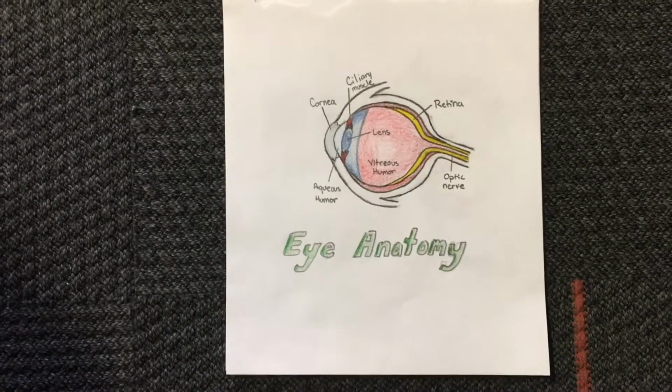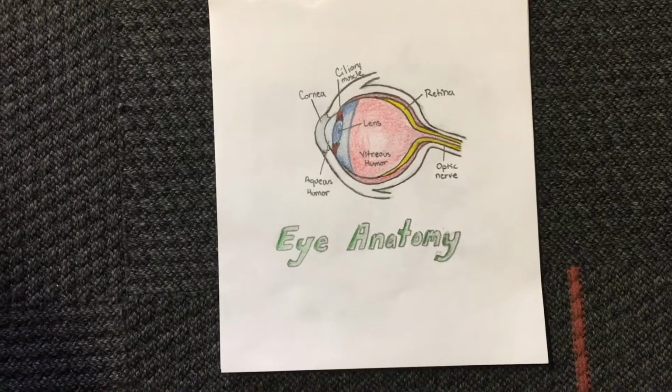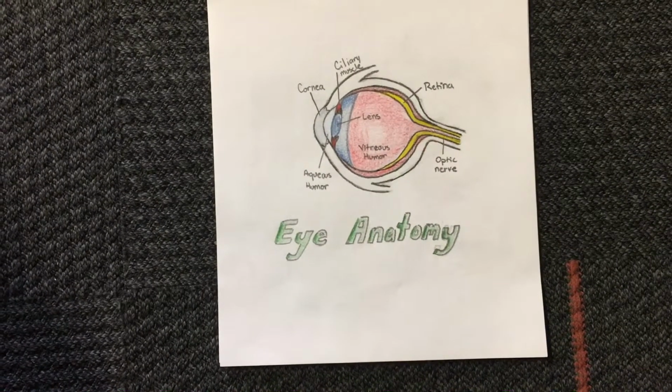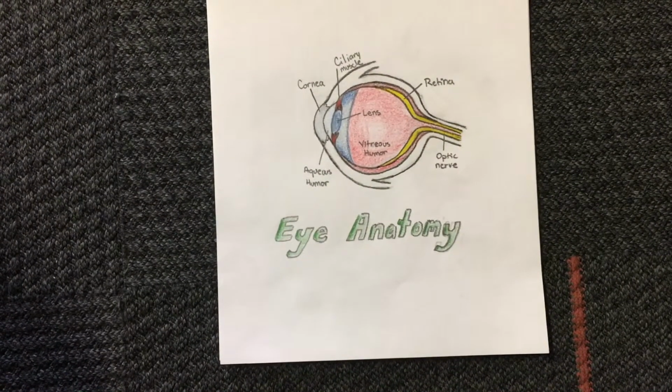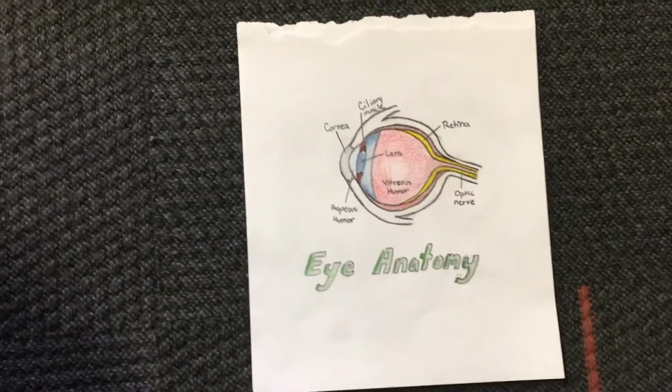Today we'll be talking about the human eye. The eye has three layers: the fibrillary layer, the vasculus layer, and the inner layer. The fibrillary layer contains the sclera, which is the white of the eye, and the cornea.